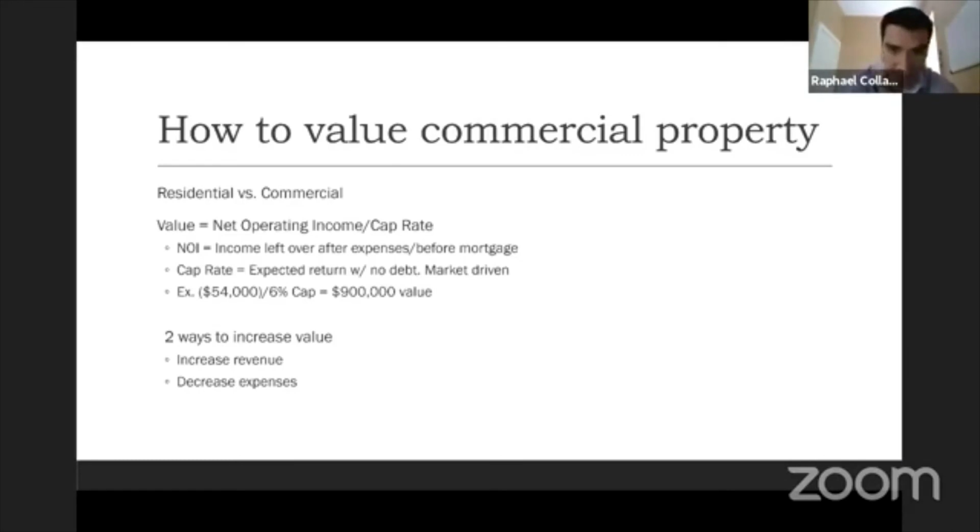And you can kind of see how the value would be portrayed here in this particular example. If the property has $54,000 of net operating income, you can divide it by a 6% cap rate if that's the cap rate that those assets are trading at, and you get a $900,000 value for the building.